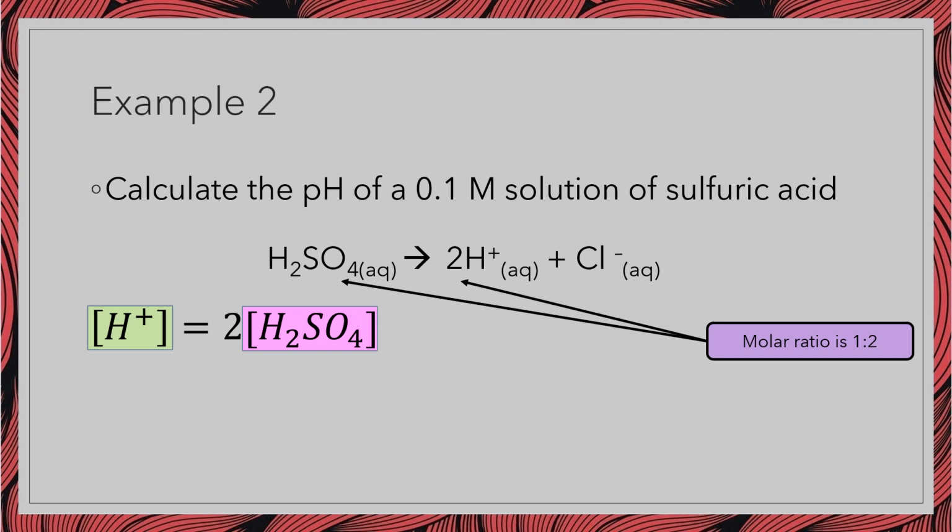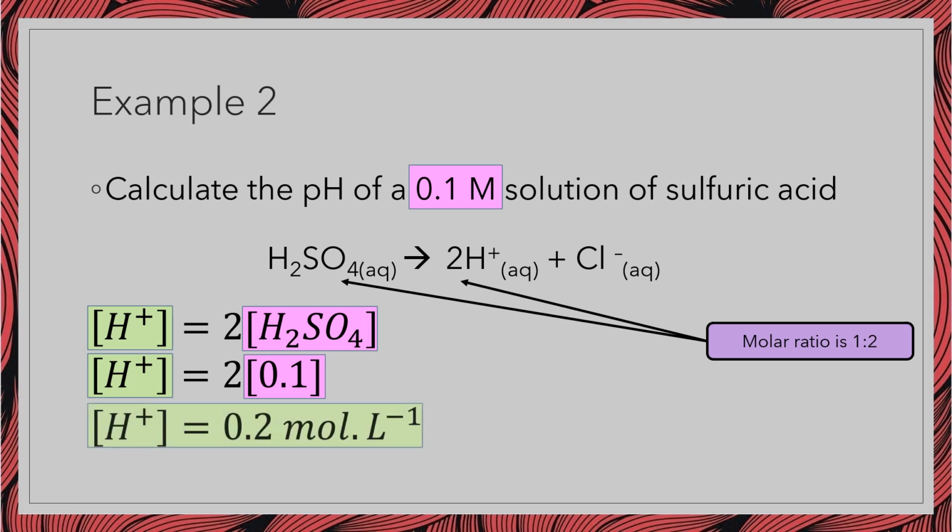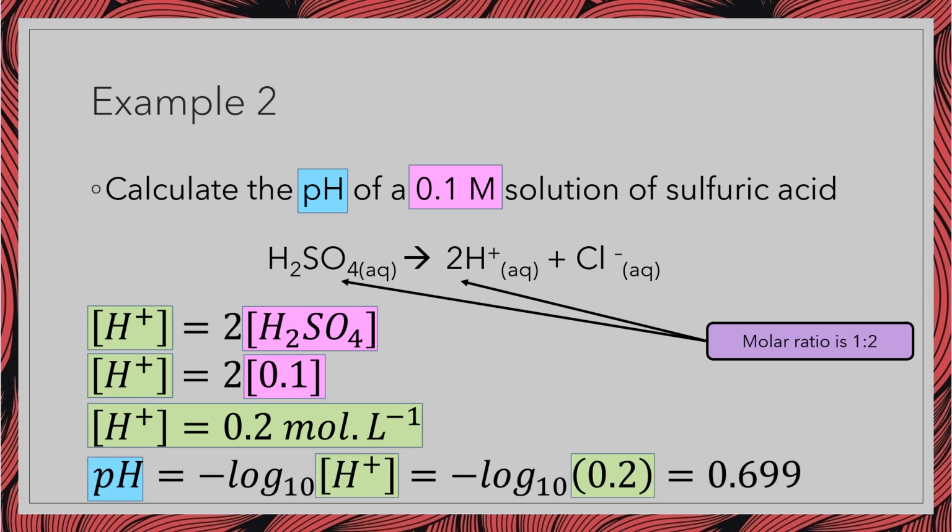Therefore, the hydrogen ion concentration is going to be double the concentration of our H2SO4, which is 2 times 0.1, which is 0.2 moles per liter. Now, this is the number that we can use in our pH calculation. So because we have hydrogen ion concentration now, we can just plug it in. So pH is negative log 10 of H plus, negative log 10 of 0.2, which is 0.699.